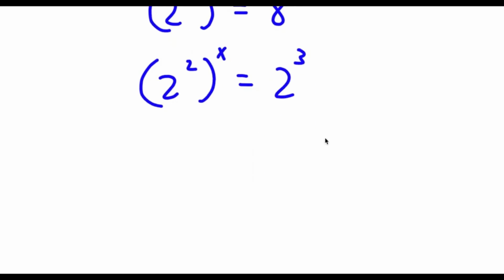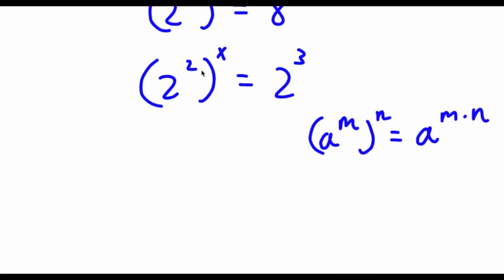Now, if I have something in the form a to the power of m to the power of n, this is equal to a to the power of m times n. So 2 to the power of 2 to the power of x is going to equal 2 to the power of 2 times x, which is 2x, which is equal to 2 to the power of 3.